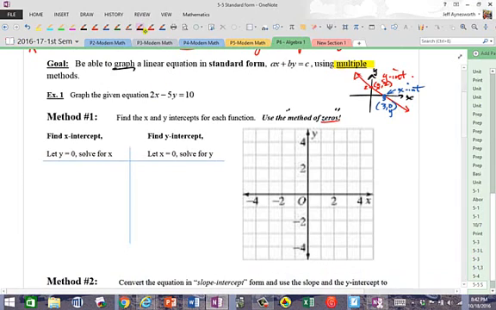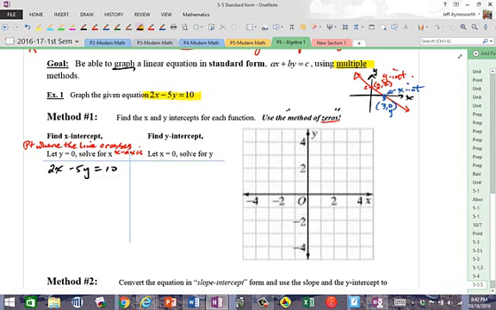So when you take this equation here, let's write it down, 2x minus 5y equals 10. You want to find the x-intercept first, where the line crosses the x-axis. In fact, let's write that down. The x-intercept is the point where the line crosses the x-axis. The way you do that, you let y equal 0 and solve for x.